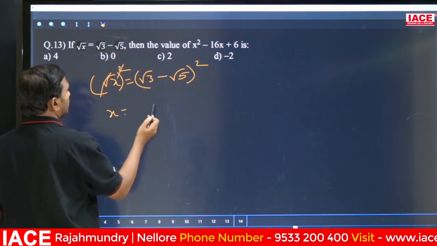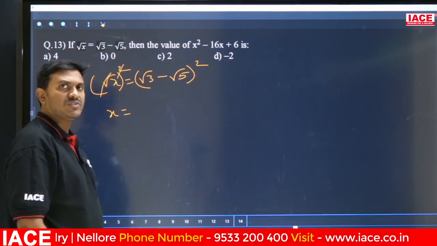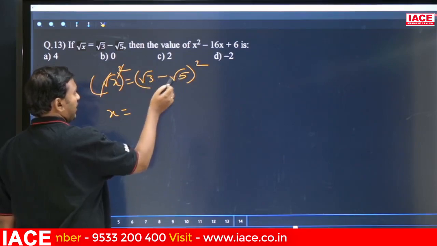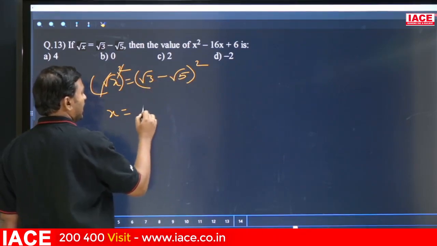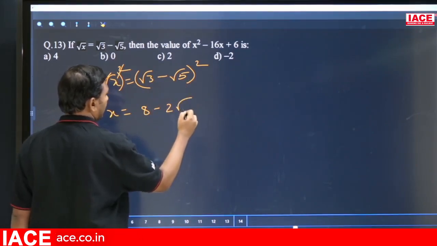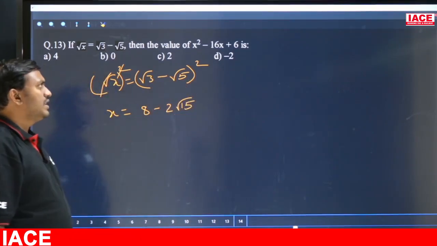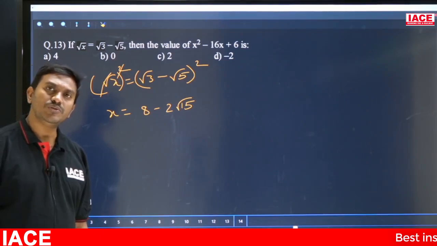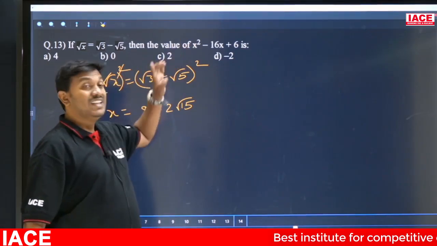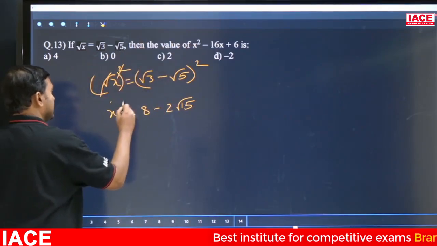So x equal to (a minus b) whole square. (a minus b) whole square is a square plus b square minus 2ab. A square is 3, b square is 5. 3 plus 5, 8 minus 2ab, 2 times root 15. So what is the x value? The x value is 8 minus 2 root 15. But we want not x, we want x square. Again squaring on both sides.